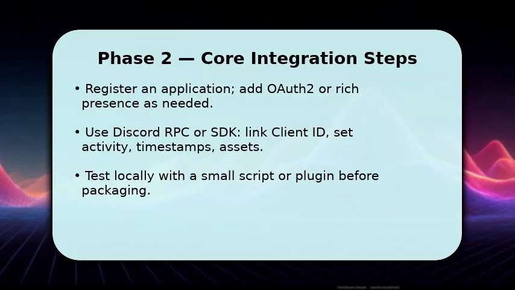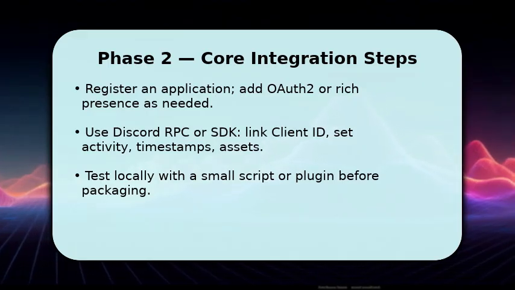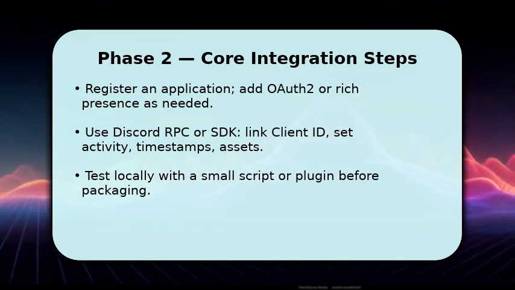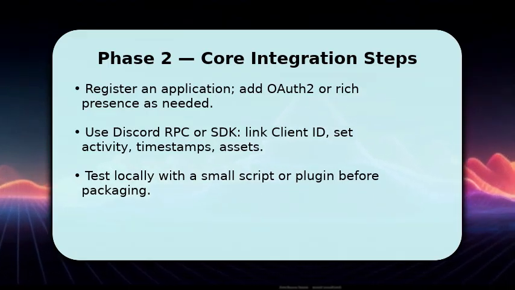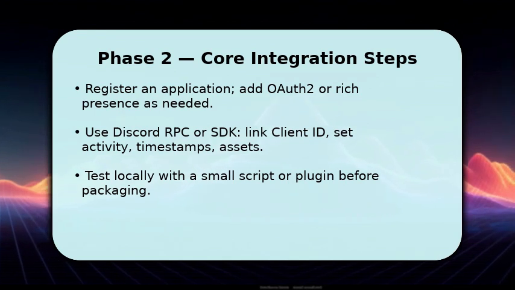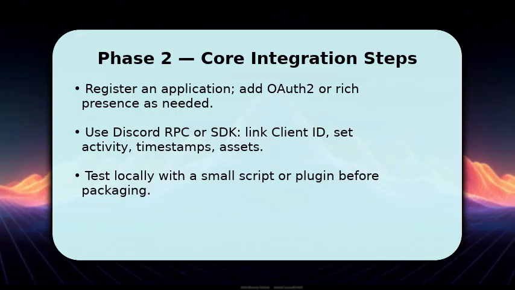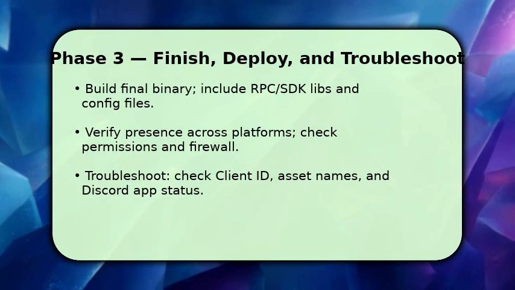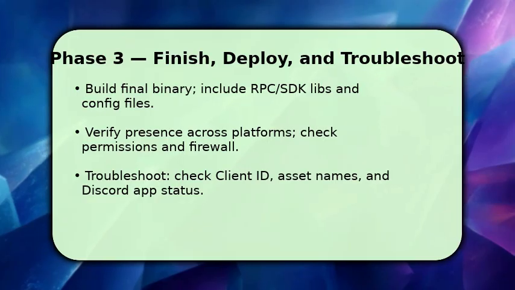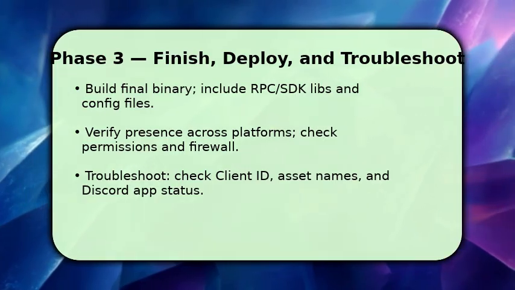Test with a lightweight local script or plugin to confirm presence appears in Discord. This helps catch permission and path issues before full deployment. Finish by bundling the RPC or SDK libraries with your build and ensure config files contain the client ID and correct asset names, then deploy the game.